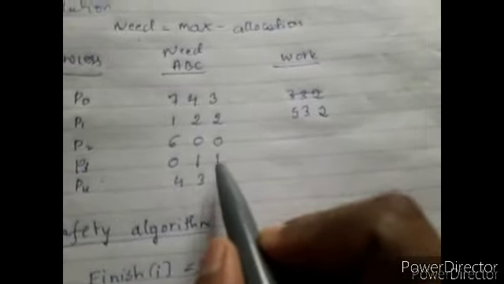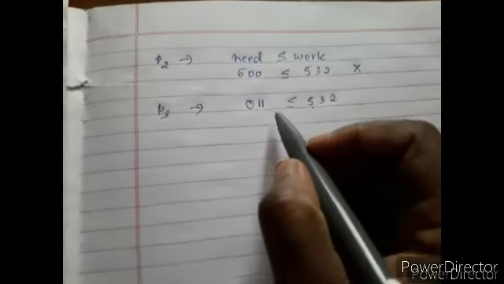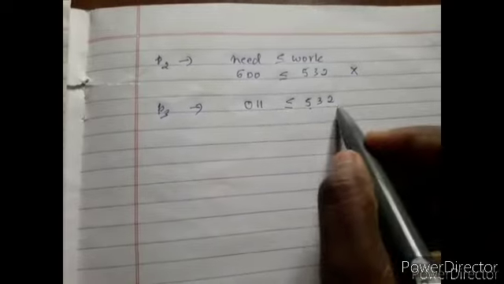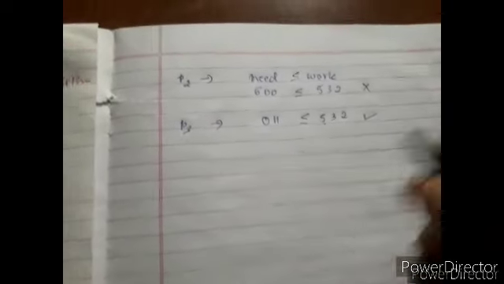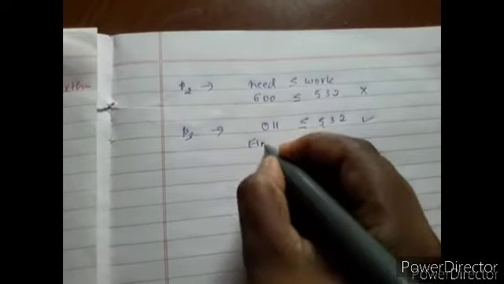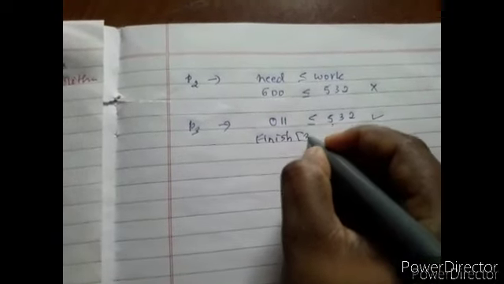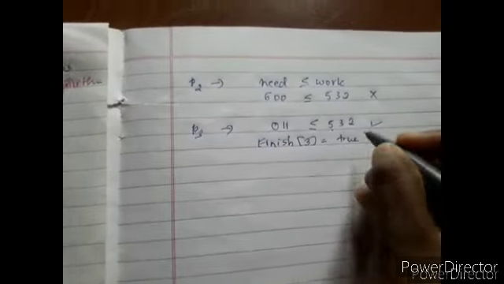Next we'll consider process P3. In process P3, again you need to check whether need is less than or equal to work. What is the need of process P3? It is 011. Whether 011 is less than or equal to 532. 0 is less than 5, yes. 1 is less than 3, yes. 1 is less than 2, yes. The condition is true. Then I'll write finish of 3 is equal to true.